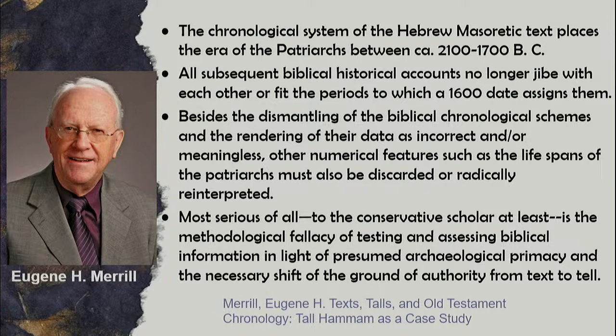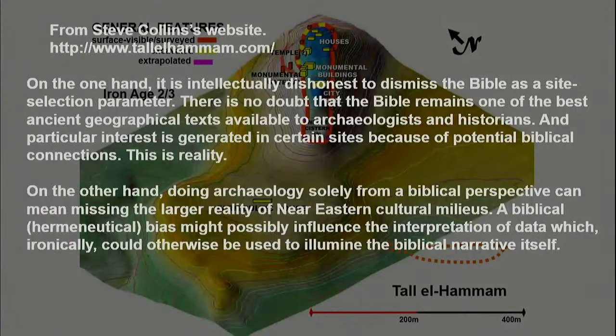He also adds this. He says, the only way out of the conundrum for Tel El Hammam to be Sodom is to, one, disregard the biblical figures for the age of the patriarchs completely. Two, jettison or greatly reduce the 250-year sojourn in Egypt. And three, minimize the length of the ministries of the judges and the reign of Saul nearly to the vanishing point. But he argues there's a methodological fallacy here that's being committed of shifting the ground of authority from text to tell. What he means is from the Bible to the archaeological ground.